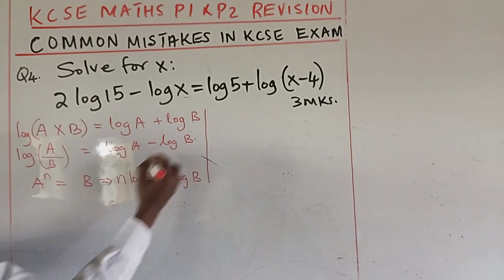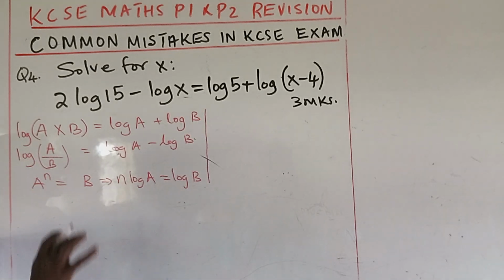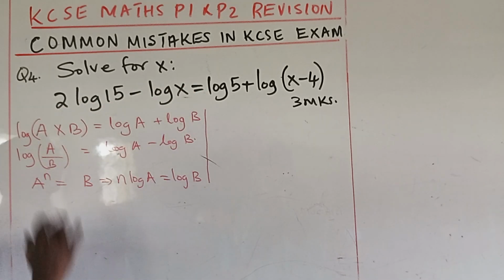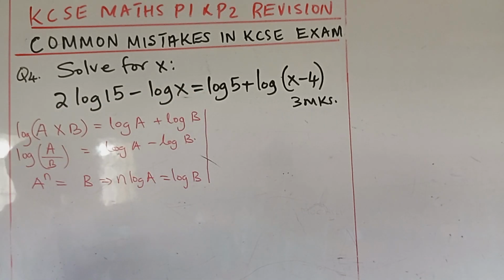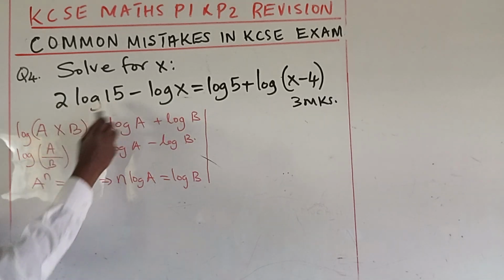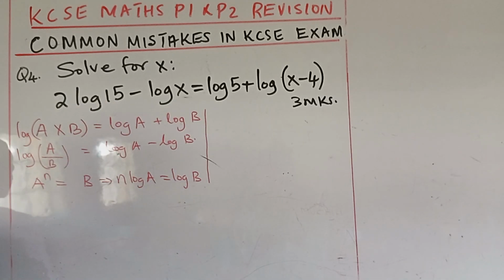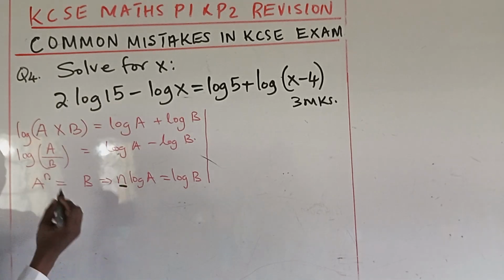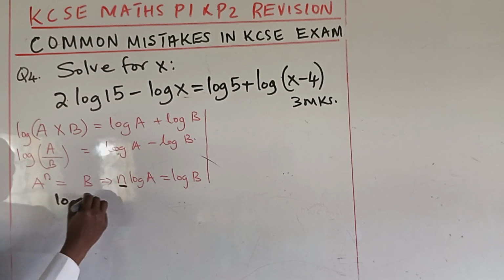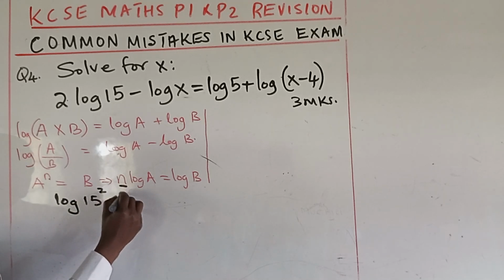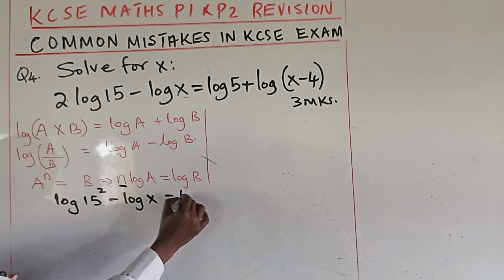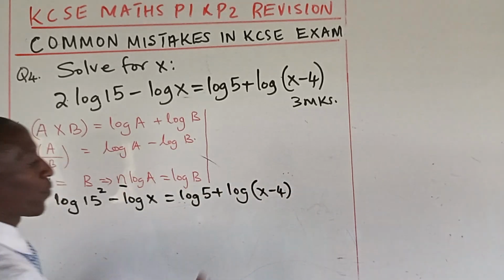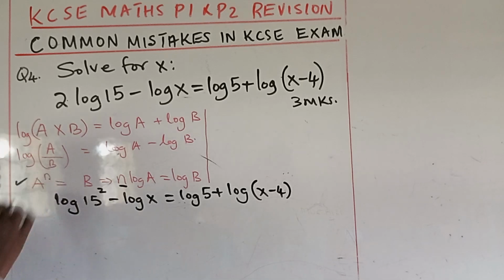So viewers, these 3 laws of logarithms will be very crucial in our answering of question number 4. Let's get started. At this level, we see rule number 3, whereby the multiplier becomes a power here. So we shall have log of 15 squared subtract log of x being equal to log 5 plus log of x minus 4. So we have dealt with the third law.